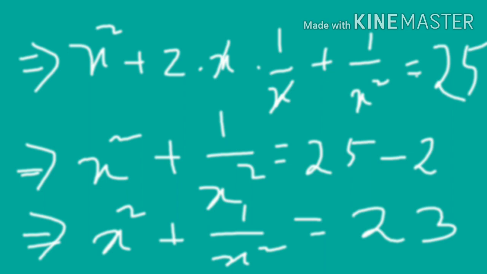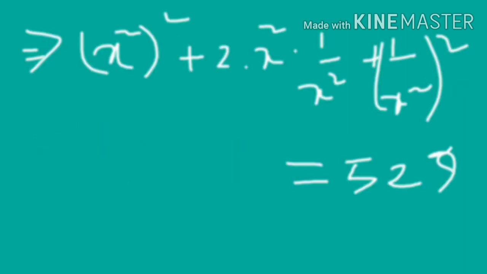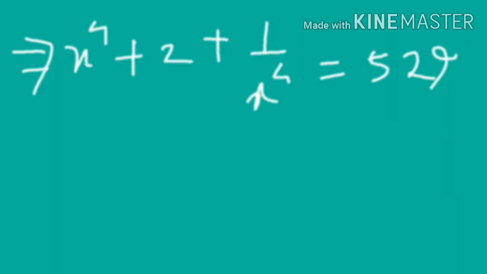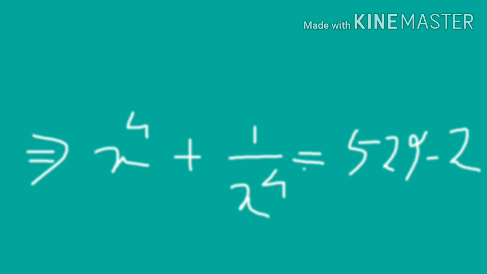And then again we need x to the power 4 plus 1 by x to the power 4. For that, again we will do whole square of what we have got, that means (x square plus 1 by x square) whole square, 23 we are getting, so 23 square. So again (a plus b) whole square form: x square whole square plus 2 dot x square dot 1 by x square plus (1 by x square) whole square equal to 529. 23 into 23 means 529. So x square whole square means x to the power 4. Here x square cancelled, only 2 left, plus 1 by x to the power 4 is equal to 529. This 2 we will transfer to that side, and 529 minus 2 means we will get 527.